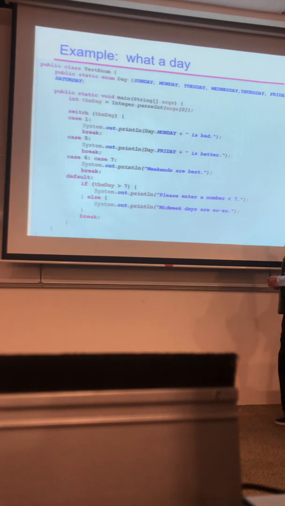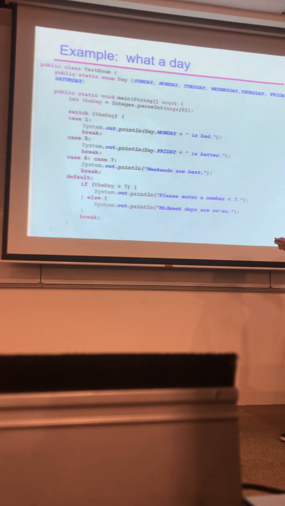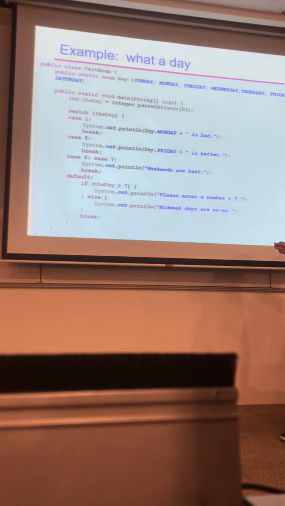Next example. Suppose I define an enum Day consisting of Sunday, Monday, Tuesday, Wednesday up to Saturday. I try to get an integer during the runtime. I try to store it in the day. Now I say switch the day. If case equal to 1, no problem. I say Monday is bad, right? Day.Monday is bad. Day to day, in the printing you will have Monday is bad.